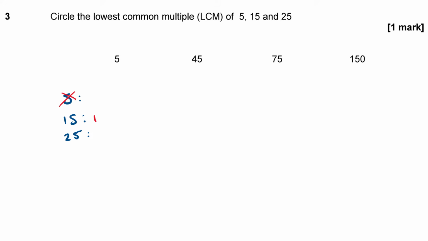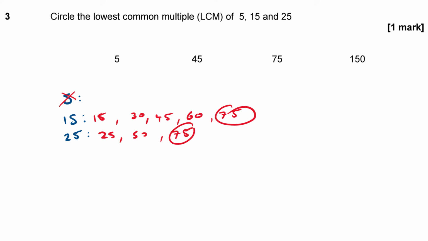Let's start with 15. 15, 30, 45, what's next? 60, 75. Okay, and 25 goes 25, 50, 75. Okay, so I found one already. Look, it's there and there. And because 5 is a factor of 15, then 75 is also a multiple of 5. So it's that one there.